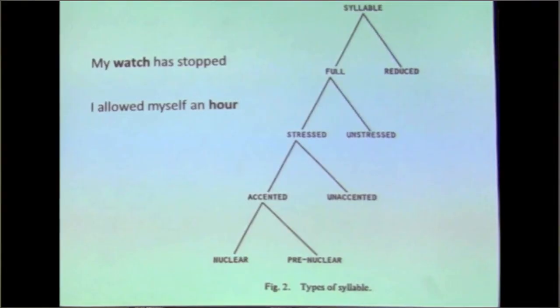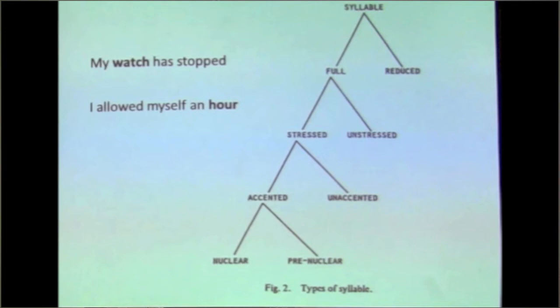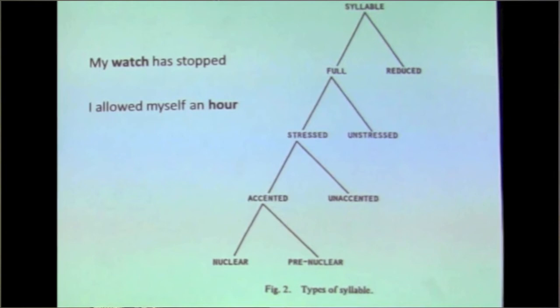What I want to do is just for us to engage with this a little bit more closely. So I've got a small task for you. And remember, I don't have a handout, but what I've got is two short utterances. Now these utterances could be said in a number of ways. For the purpose of this exercise, we're going to say: my watch has stopped. So watch is the nuclear syllable. And we're going to say: I allowed myself an hour.